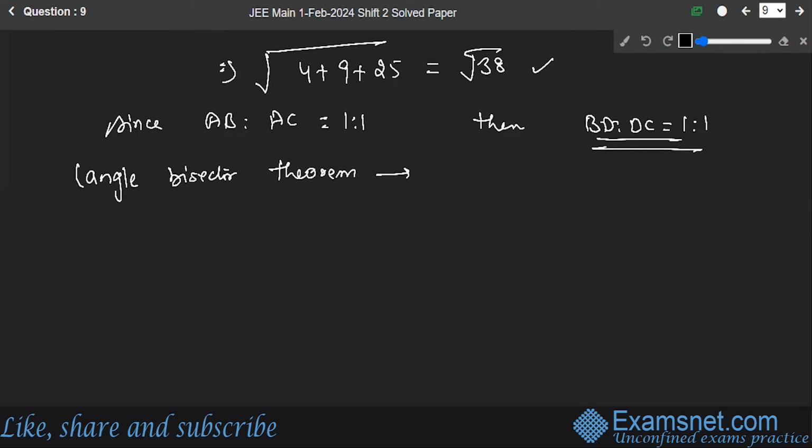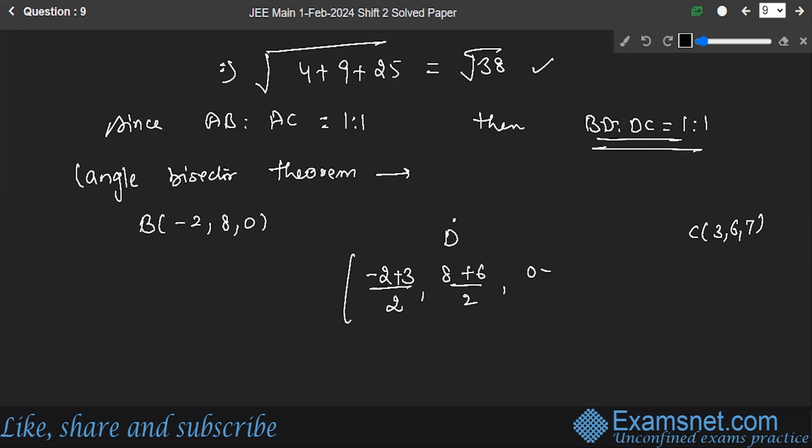So you already have the B point, which is (-2, 8, 0), and the C point, which is (3, 6, 7), and this is the point D. This will be given by ((-2 + 3)/2, (8 + 6)/2, (0 + 7)/2). This will be equal to (1/2, 7, 7/2). This is your point D.